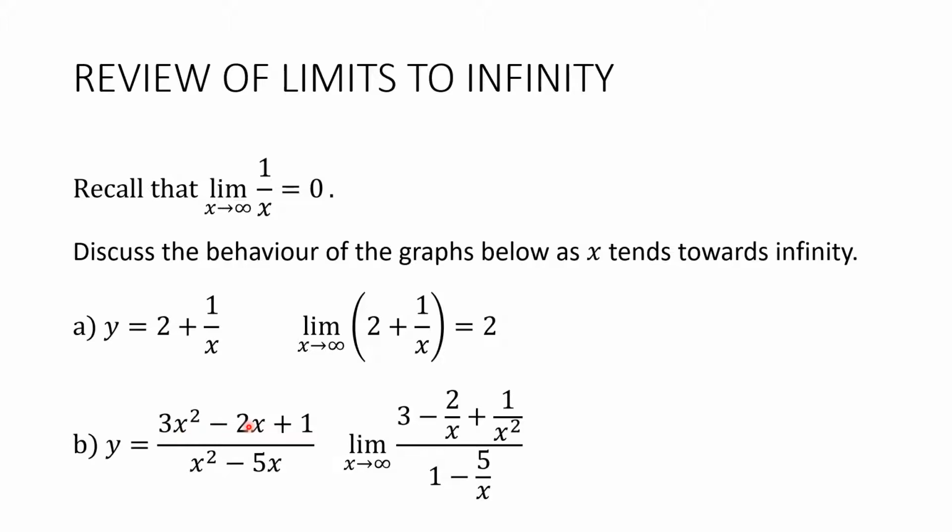As I do the limit approaching infinity, I'm going to get infinity take away infinity plus 1 over infinity take away infinity. So that doesn't make any sense to us. But this sort of method does. As x approaches infinity, that's 0, that's 0, that's 0. So we're left with 3 minus 0 plus 0, over 1 minus 0, which is 3. So the limit of this function here as x approaches infinity is 3.